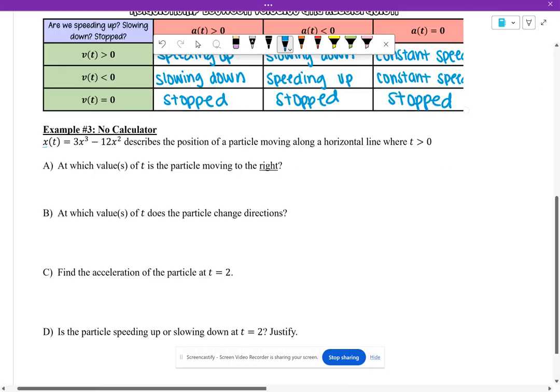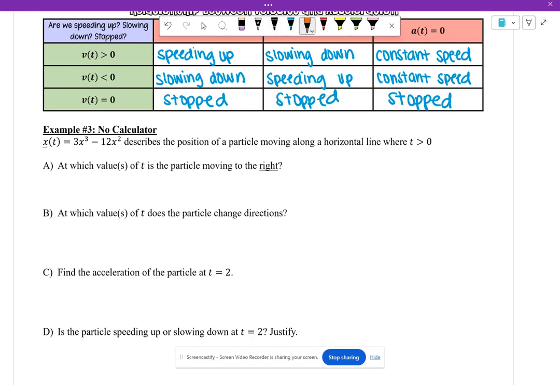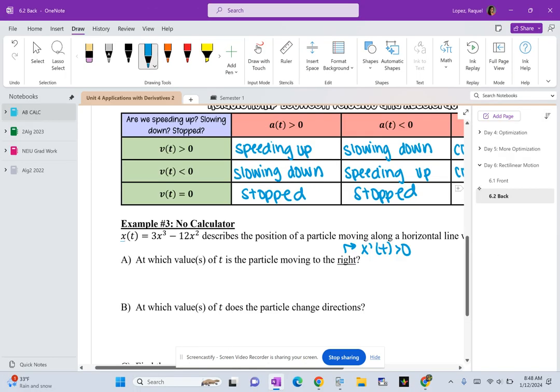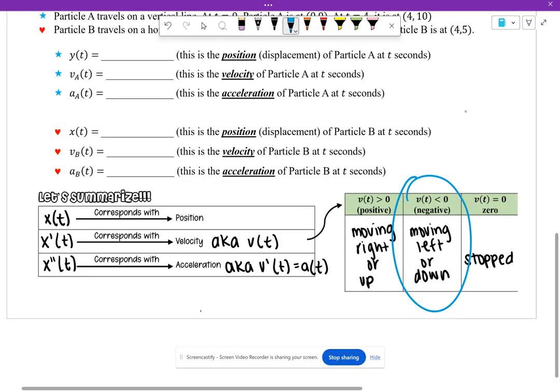So I know that a particle is moving to the right when velocity, or actually I don't want to call it v of t because I know that I'm going to need to take the derivative, when x prime of t is greater than 0. Because if we think back to the very first video that I made, if I have my position function, I can take the derivative. That's going to give me my velocity. To figure out where it's moving to the right, I need to see where velocity is going to be positive. So let's go ahead and do that.